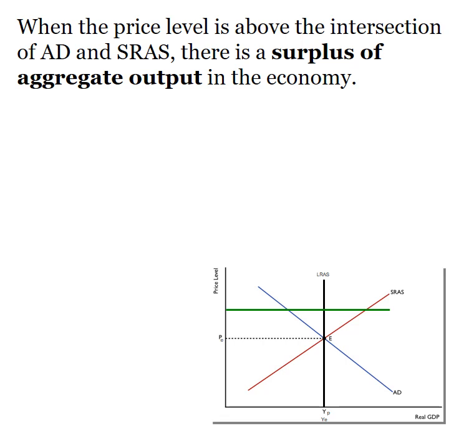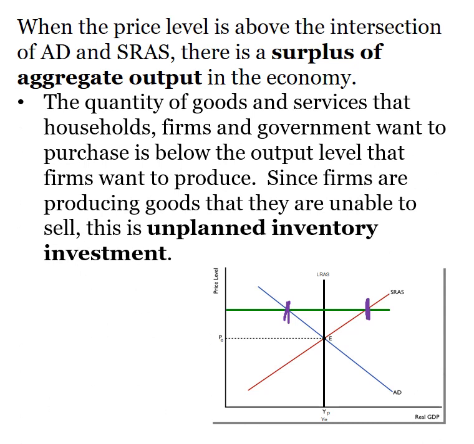Any economic model can have surpluses and shortages. Those occur whenever you're at a price level that is not at the equilibrium price. So in this case, you can see the green line is a price level that is above the equilibrium price. And if you trace that green line across, you can see that where it intersects with SRAS, the overall supply in the economy, is greater than the overall demand in the economy. And when supply is greater than demand, we know that we have a surplus. So you can read surpluses and shortages the same way with any of these models.